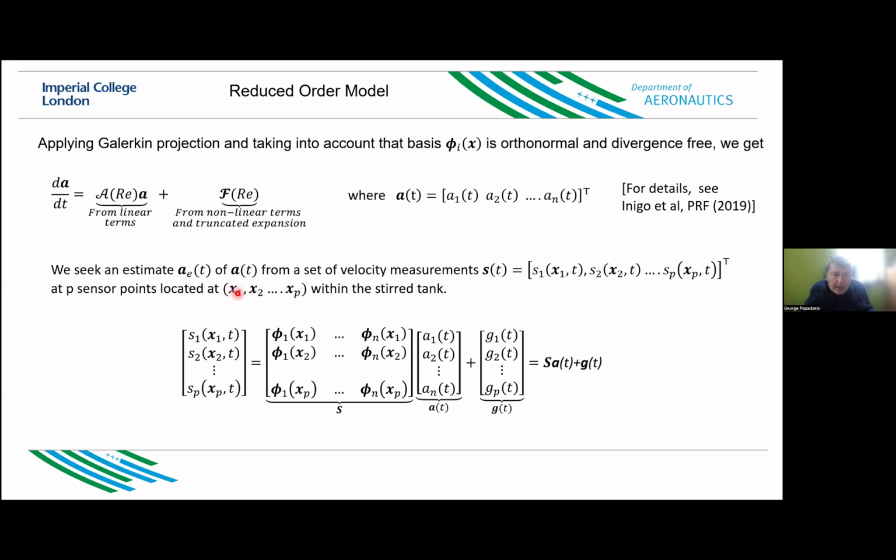Of course, now I assume that I have a set of measurements which are taken at P points, and I can very easily write my measurements in terms of the coefficients A plus G, which is the measurement noise. So phi are the POD modes at the points of measurement, so that very easily I can create this matrix S, and G is the measurement noise.